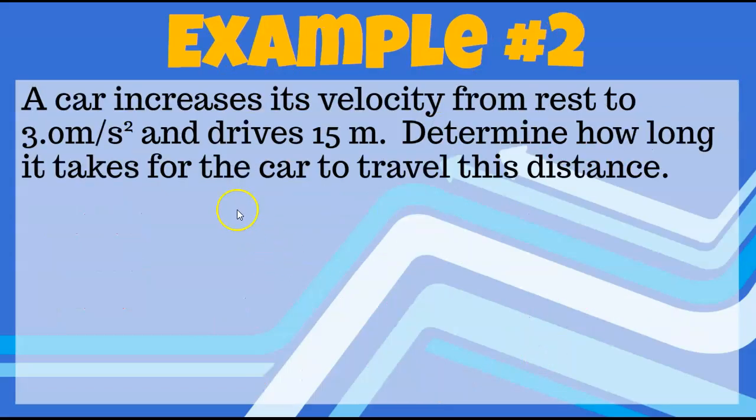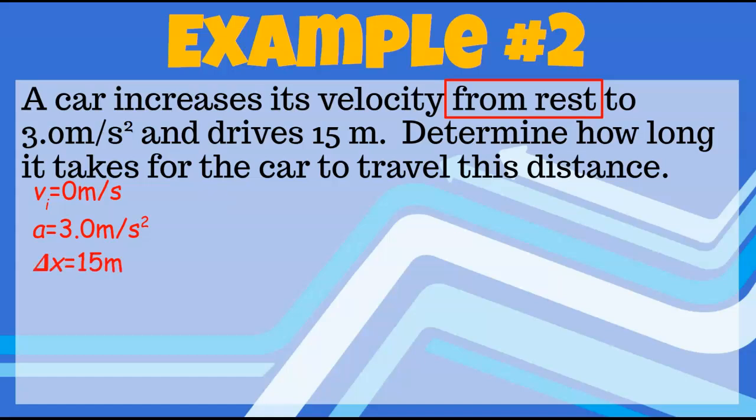Example 2: a car increases its velocity from rest at 3 meters per second squared and drives 50 meters. Determine how long it takes for the car to travel. Again, from rest means initial velocity is 0 meters per second. Our acceleration is 3 meters per second squared. Our change of position is 15 meters. We're asking how long, which means I'm solving for time.